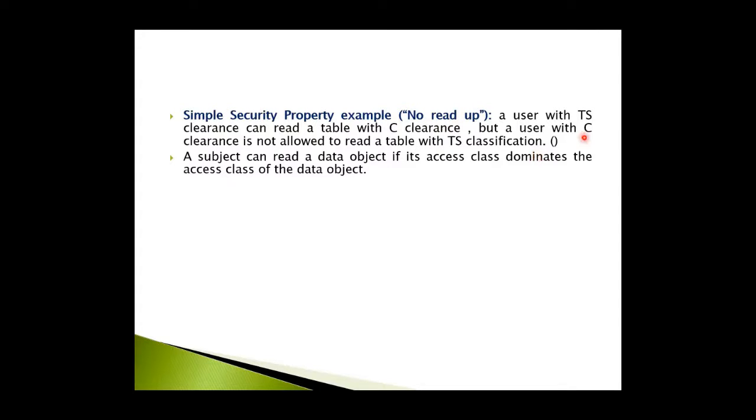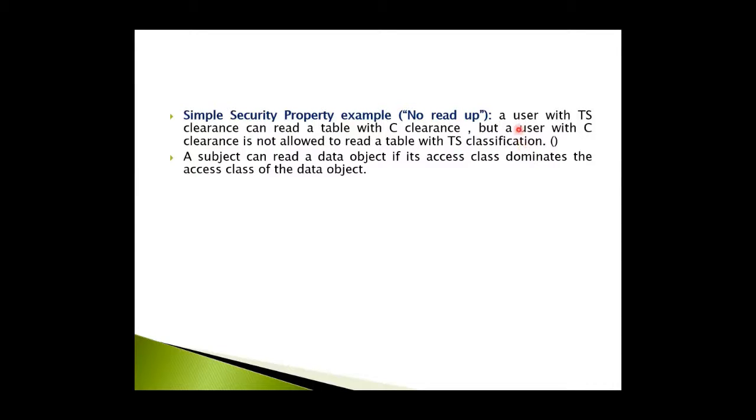Let us see. A user with top security clearance. Now, up till now, we have understood that there are 4 security levels: top secret, secret, confidential, and unclassified. If a user, which is actually called a subject in MAC, has top security clearance, then that user can read a table. Now, a table is nothing but an object here with C clearance. But a user with C clearance is not allowed to read a table with top secret classification.